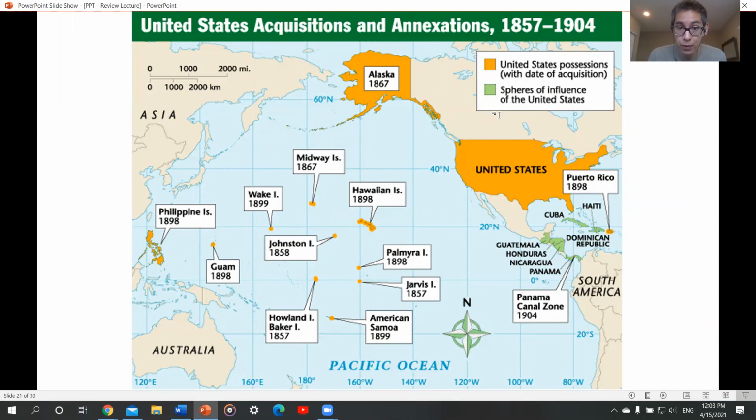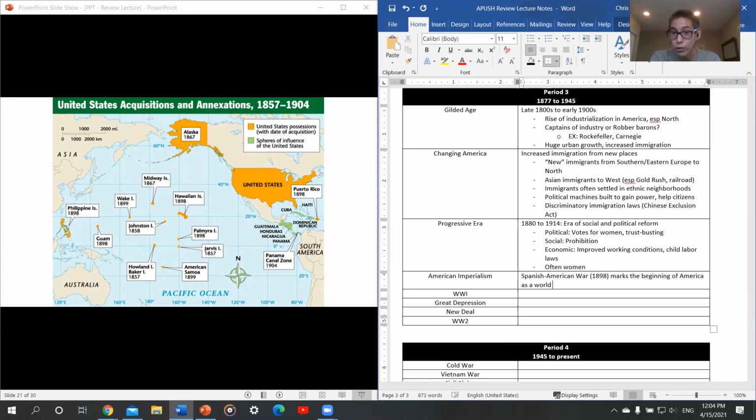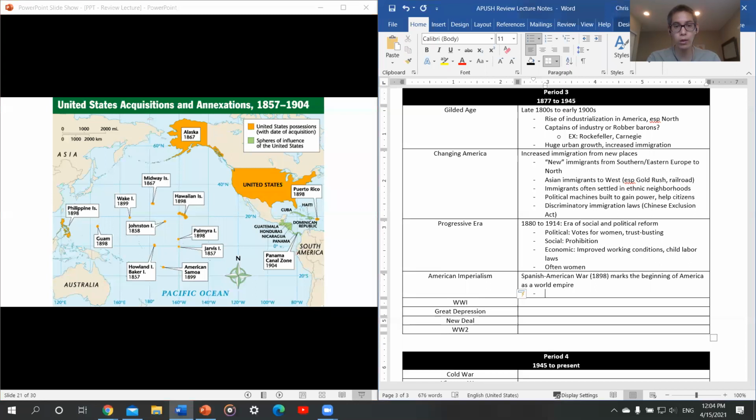And so you can see where most of the American colonies were. You can see that they had a handful of them in the 1850s, but most of them, 1898: Philippines, Hawaii, Puerto Rico. Cuba was a little bit complicated, but that could have been 1898 there as well. And so the Spanish-American War, 1898, oftentimes is seen as marking the beginning of America as a world empire. With the Spanish-American War, they gain Puerto Rico, they gain the Philippines, they gain Guam. Cuba, again, a little bit complicated.